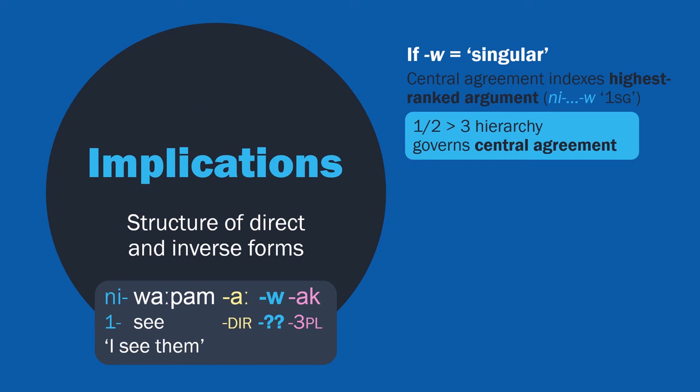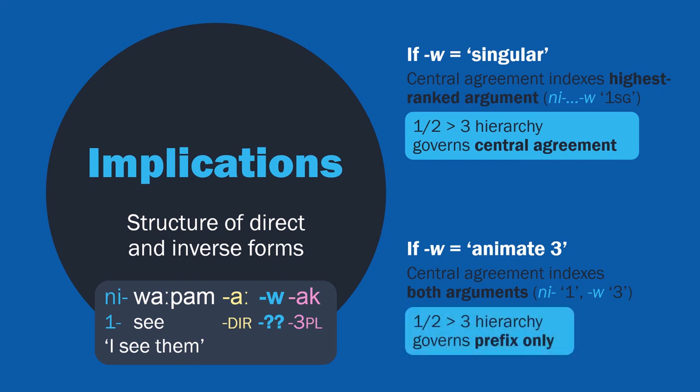If the W suffix is instead an animate third-person object marker, then the central agreement, the prefix-suffix combination, is actually indexing both arguments. The prefix indexes the first person, and the suffix indexes the third person. So under this analysis, the Bloomfield analysis, the person hierarchy governs only the prefix, and the central suffix, the W, just does its own thing. What we get from the Goddard analysis is a deeper claim about how the system works, since it recognizes a unity in the function of the prefix and the central suffix that isn't there under Bloomfield's analysis.